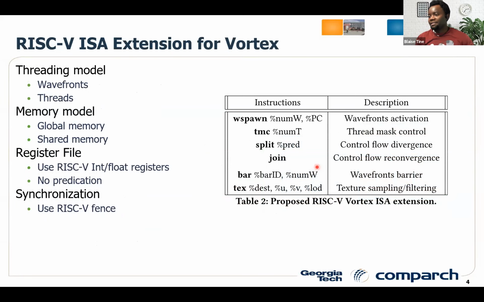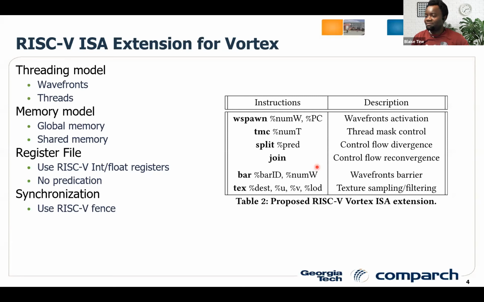The ISA extension that we added on top of RISC-V to support Vortex covers four categories, I would say, of SIMT features. So we support wavefronts, we support threads, we have support for global memories and shared memories.